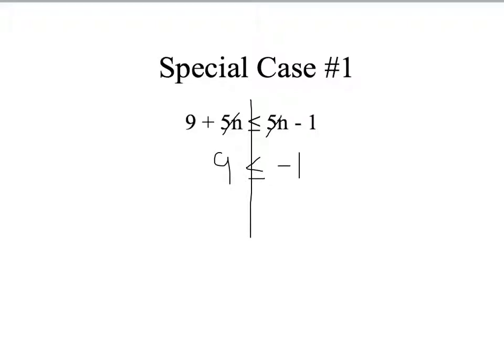So is 9 less than or equal to negative 1? Well, no, it's not. That's just crazy. So this just means there's no solution. 9 is never less than or equal to negative 1. So no solution, there's no graph.